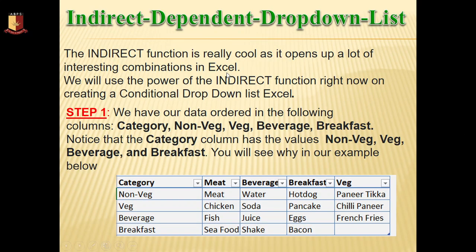The INDIRECT function is really cool, as it opens up a lot of interesting combinations in Excel. We will use the power of the INDIRECT function right now to create a conditional drop down list. Conditional drop downs means that when we select one particular category, the items related to that category will be populated in another drop down list. You can easily check, suppose this is beverages, and when we select beverages, the items in that category will automatically populate. So today we are going to learn how we can populate another drop down list on the basis of the selection from the previous drop down list. Got it?